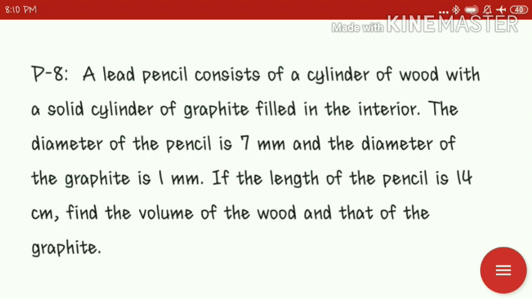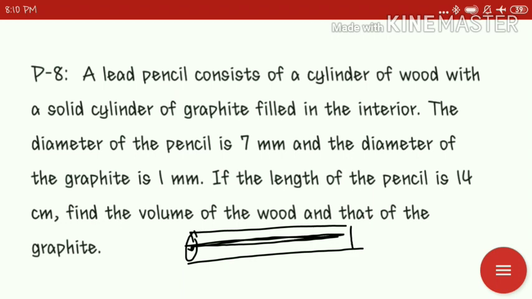Now, how does a pencil look? It is not said whether the pencil is sharpened or not, just said the pencil. That means we will take the cylindrical form. That's the pencil. Inside of it, there is a graphite portion. It is said that the lead pencil consists of wood, the diameter of the pencil, that means from here to there, is 7 mm, and the diameter of the graphite is 1 mm.